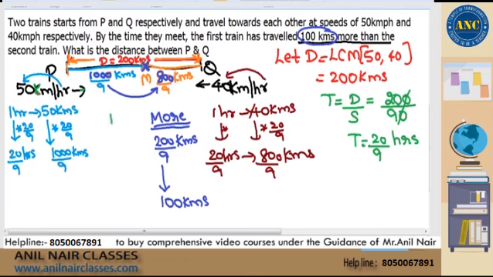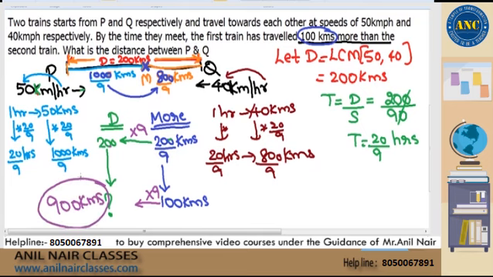Similarly, according to my assumption, distance is 200 kilometers. According to the question, how much are they asking? 200 by 9 should become 100. If you don't find the multiplying factor, don't multiply vertically, multiply horizontally. 200 by 9 should become 200. Multiply by 9, because 200 by 9 into 9, the 9 will cancel, and you are left with 200. 100 also multiply by 9. What should be the answer? 900 kilometers. Very easily you can solve this kind of questions using the concept of LCM.